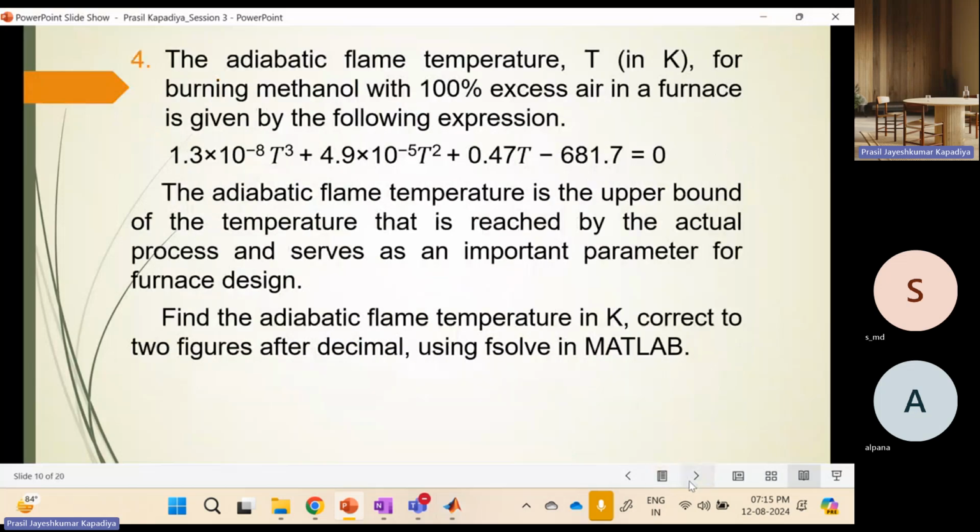Okay, let's move on. The adiabatic flame temperature T in Kelvin for burning methanol with 100% excess air in the furnace is given by the following expression. It's a cubic equation, right? The adiabatic flame temperature is the upper bound of the temperature that is reached by the actual process and serves as an important parameter for furnace design. Find the adiabatic flame temperature in Kelvin correct to two figures using the fsolve command. Okay, so let's solve this equation.